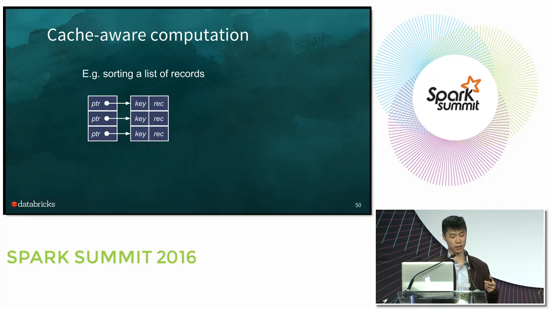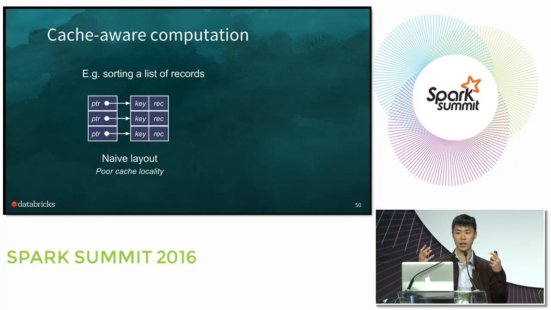Another aspect of Tungsten is what I call cache-aware computation. The high-level idea here is to lay out data in memory in such a way that is more conducive to a higher hit rate for your L1, 2, 3 caches. For example, if I want to sort a list of records, a common and very sensible approach might be to put all the pointers in an array and sort those pointers instead of the actual records. However, this actually has pretty poor layout in terms of cache locality, because every time we want to do a comparison, we have to dereference 2 pointers, and that leads to a lot of random memory accesses.